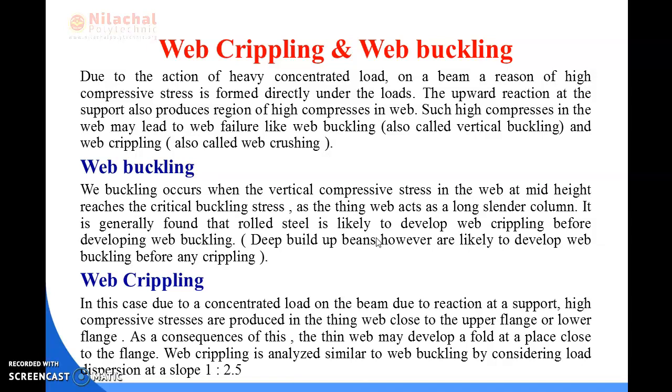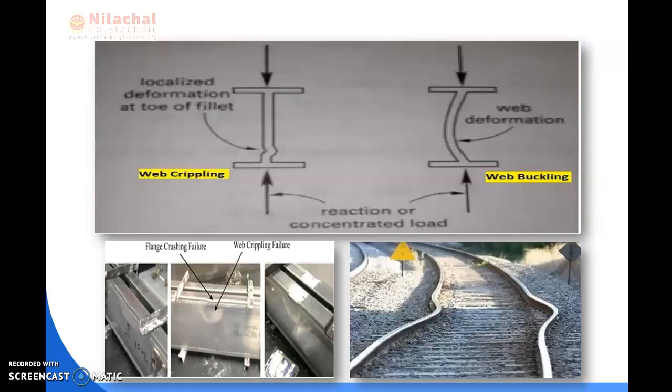That means whenever web crippling occurs in a beam structure, the failure is like a curved section in the web part which is nearer to the flange, that is at the top of the flange or the lower part of the flange. And if the failure is web buckling type, then a curved section of the whole web part will occur. Okay. So you can see in this figure.